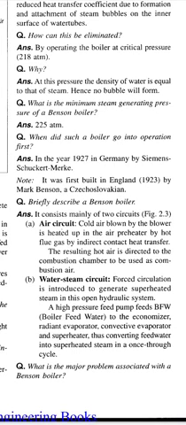Water steam circuit. Forced circulation is introduced to generate superheated steam in this open hydraulic system. A pressure feed pump feeds boiler feed water to the economizer, radiant evaporator, convective evaporator, and superheater, thus converting feed water into superheated steam in a once through cycle.